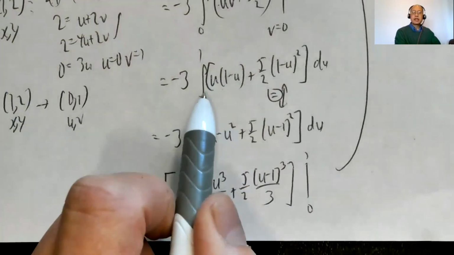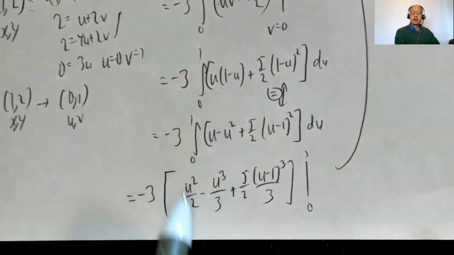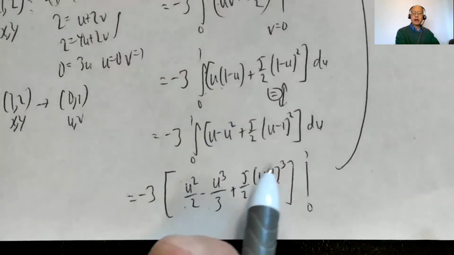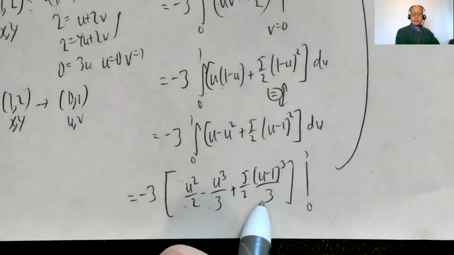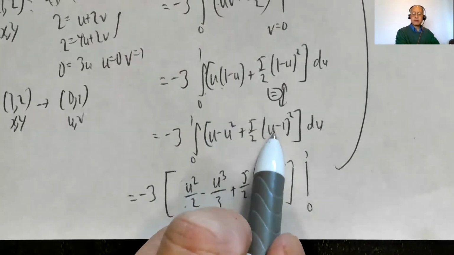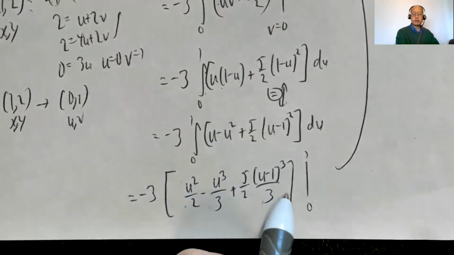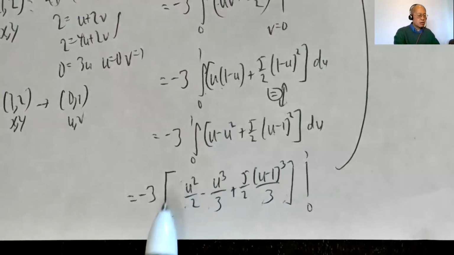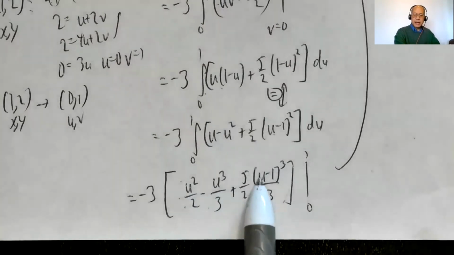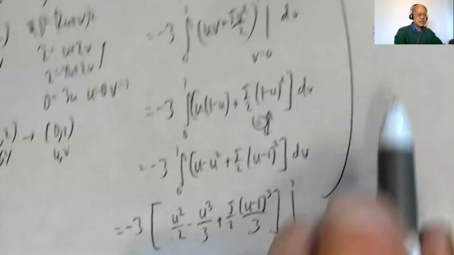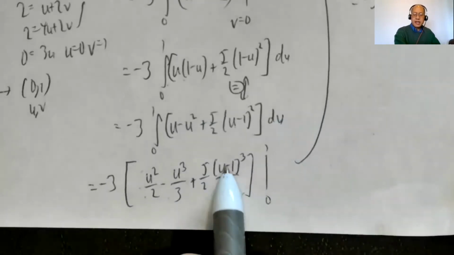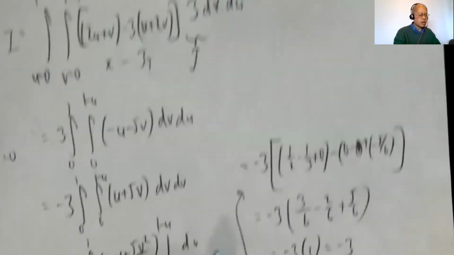Okay, so I distributed this, u minus u squared. So that's going to be u squared over 2, minus u cubed over 3, plus 5 halves u minus 1 cubed over 3. Okay, the derivative of u minus 1 is 1, so no issues with the chain rule. Okay, if I plug in 0, I do not get 0. That's 0, but that's going to be negative 5 sixths. Okay, plug in 1, that's 0. I have 1/2 minus 1/3.